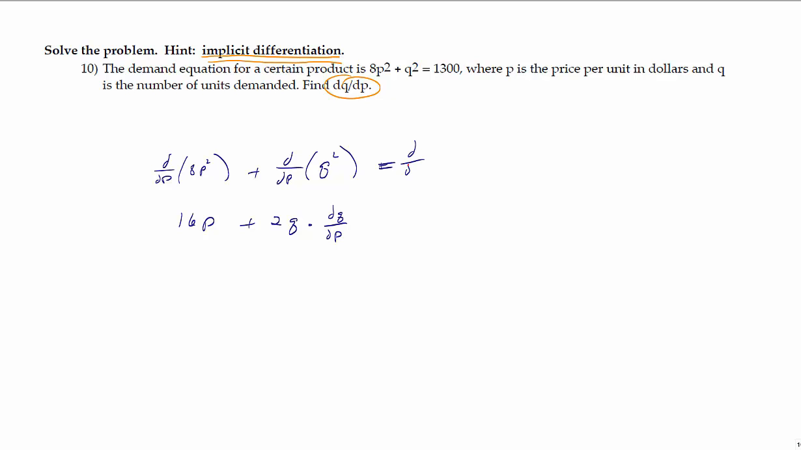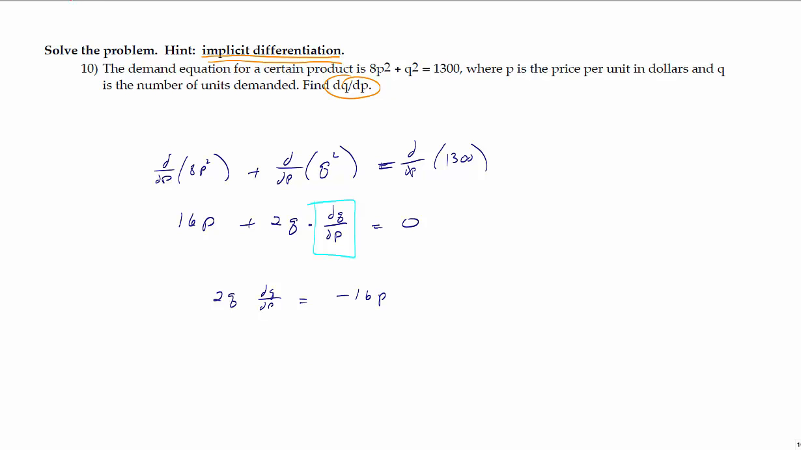I want to take the derivative with respect to p of 1300. I just get 0. Like I said, any constant's derivative is going to be 0. So I'm not quite finished now. I have to go ahead and solve this for dq/dp. So I will bring the 16p over. So we have 2q dq/dp is equal to negative 16p.